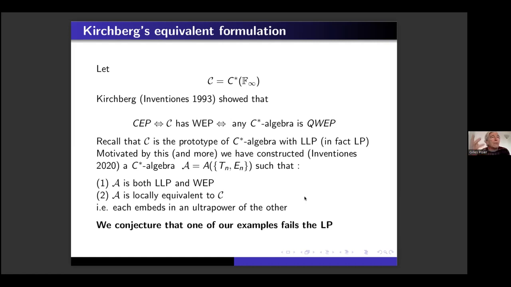So in the sense of finite dimensional subspaces, the algebra A is very close to the algebra C, and it is LLP and WEP, which means that it is exactly what we like for this prototype algebra? No, and now we think we know that it is not that.